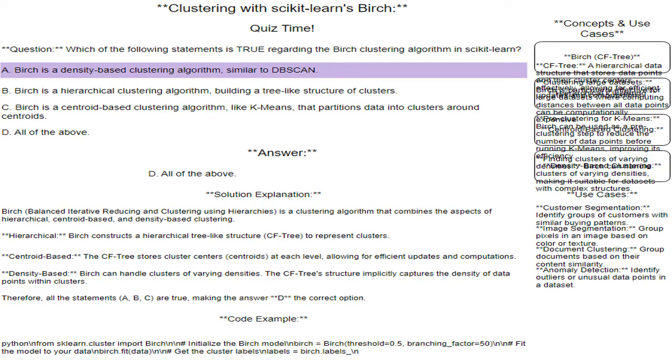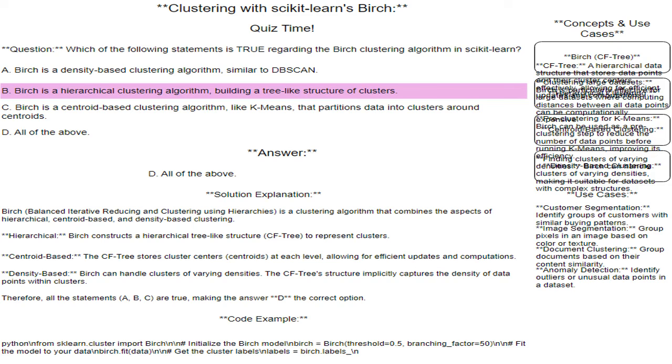A. Birch is a density-based clustering algorithm, similar to DBSCAN. True. Birch incorporates density-based considerations. It uses a CF tree to capture the density of data points within clusters. The CF tree implicitly considers the density of data points during the hierarchical clustering process.